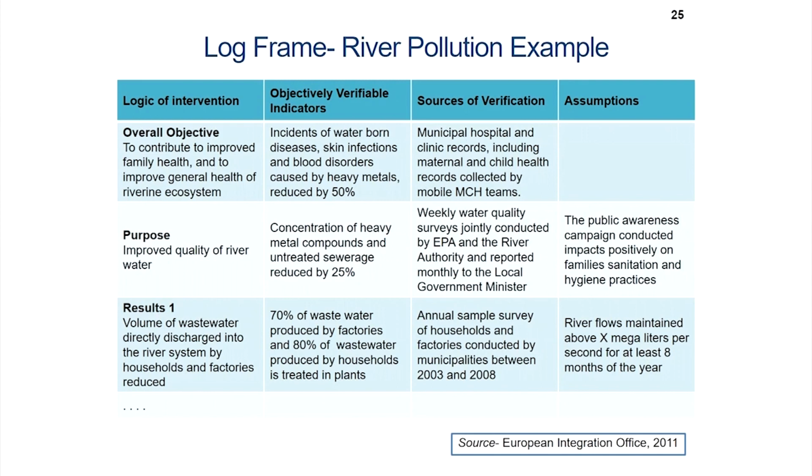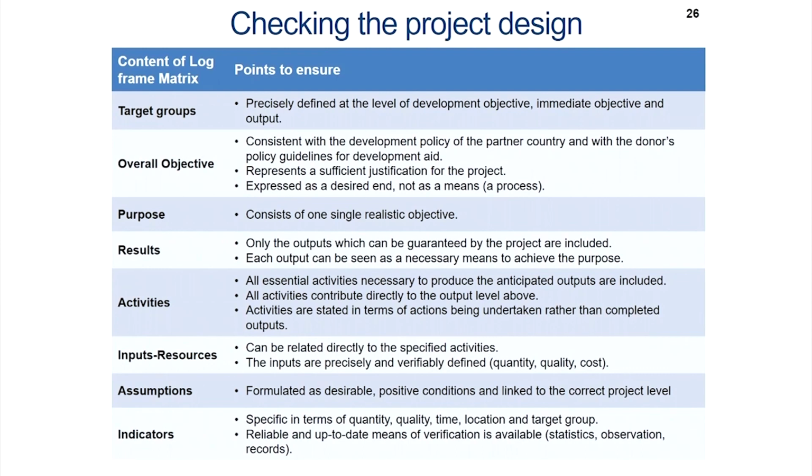So, ultimately with the help of the stakeholder matrix analysis, the problem analysis, the objective analysis and alternative strategies analysis, we come up with a log frame matrix that helps us to come up with some objectively verifiable indicators. There are some points that we must ensure when we are checking the project design with regard to the content of the log frame matrix. These are the contents: target groups, overall objective, purpose, results, activities, inputs, resources, assumptions and indicators. Target groups need to be precisely defined at the level of development objective, immediate objective and output. Overall objective should be consistent with the development policy of the partner country and with the donors' policy guidelines for development aid. Here there is reference to partner country and donors' policy guidelines because this design is adapted from international development projects sponsored by donor agencies.